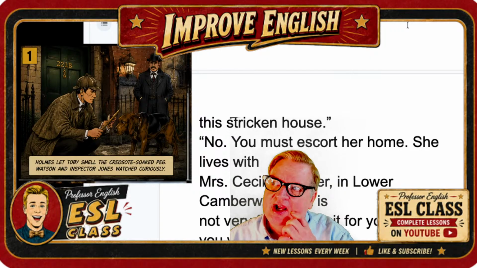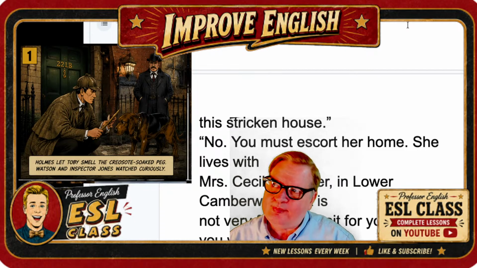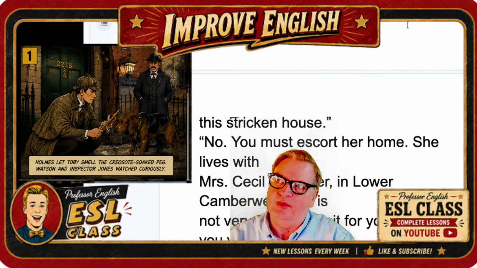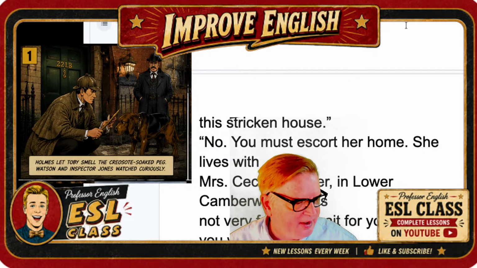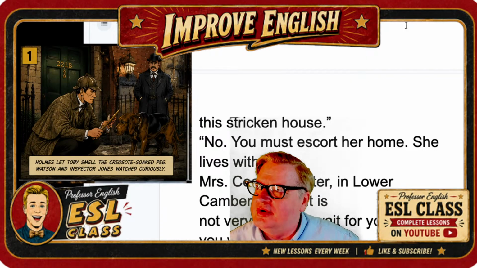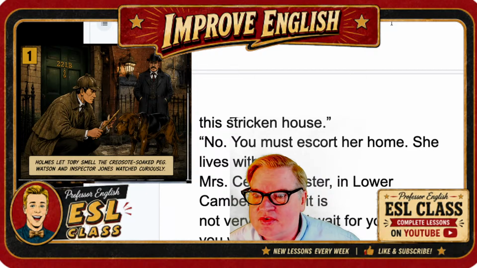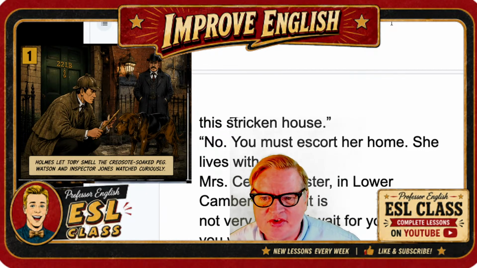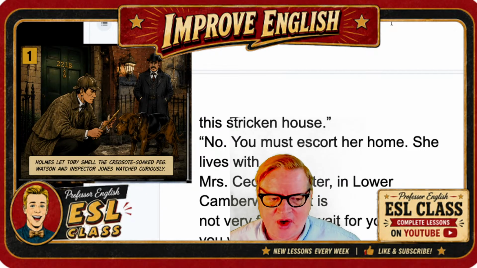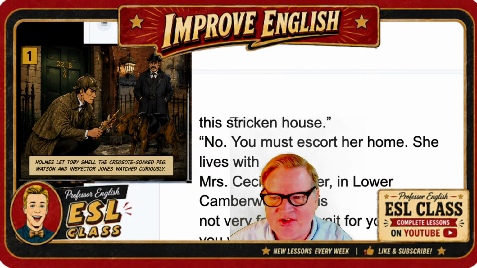Stricken means hit. You could be stricken with an illness, like he was stricken with the flu. That sounds very dramatic, actually. It should be a stronger thing, like stricken with COVID, I guess you could say. But here I think stricken means like cursed, like horrible things are happening in this house, this stricken house. Horrible things have hit this house. Strike, struck, stricken means hit. This house is hit with bad energy or bad things.